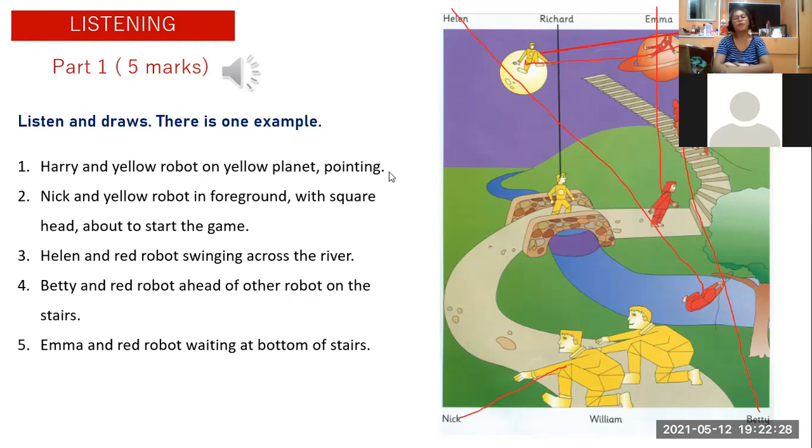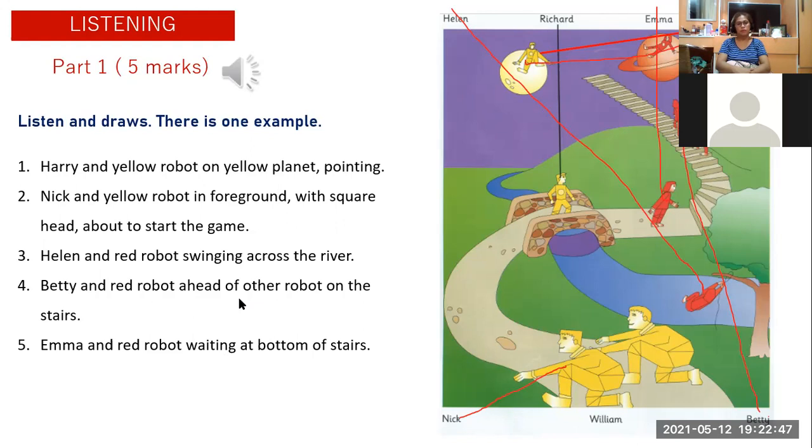Where do you think is Harry? Harry is yellow. Robot on yellow planet. Very good. Harry is a yellow robot in the yellow planet. Okay. Next, where is Nick in the picture?